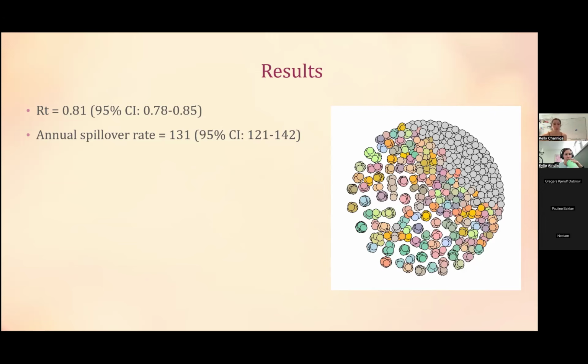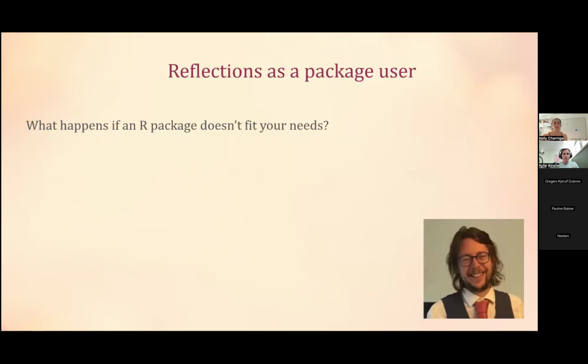And then the annual spillover rate was 131. So every year we estimated that in this province of the DRC, 131 times the virus was transmitted from animals to humans. Okay, so to wrap up this project, I want to talk about some reflections as a package user.